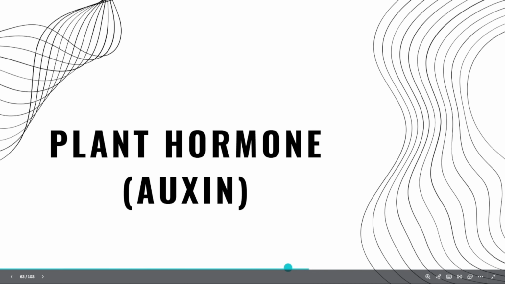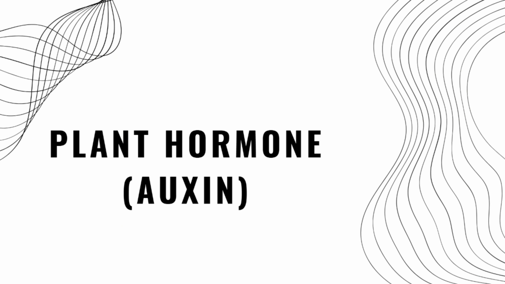In our syllabus, there are, if I'm not mistaken, 5 types of plant hormones that you need to learn. The first one is auxin. The second one is gibberellin. The third one is cytokinin. The fourth one is abscisic acid. The fifth one is ethylene. And then there is another one in the new syllabus, where they add another hormone called brassinosteroid.